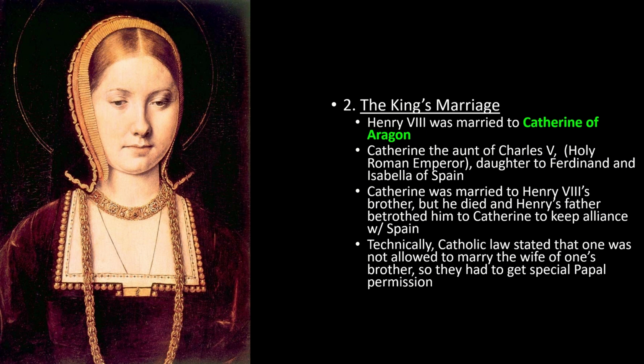Technically, Catholic law stated that one was not allowed to marry the wife of one's brother. Okay, they said, look, you can't marry your brother's wife. It kind of goes back to the way people interpret the Old Testament, especially the book of Leviticus. Those were the laws given to the Hebrew people. But anyway, in order to get this marriage to happen and make this alliance happen, they had to get special papal permission. All right? So anyway, bottom line is they get the permission, the Pope approves, Henry VIII marries Catherine of Aragon, and they're married for 18 years before the beef really starts.